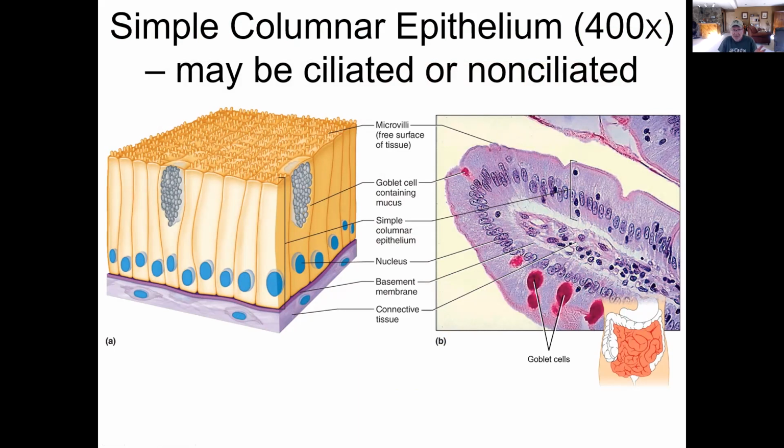And then you run into some simple columnar epithelia that may not have any cilia at all. In fact, most don't. They might have microvilli, like the small intestinal cells do, but not all simple columnar will necessarily have microvilli either. They might have really nothing on the surface. They still absorb and secrete, but if it's not in the small intestine where you have absorption, there's no need for microvilli necessarily.